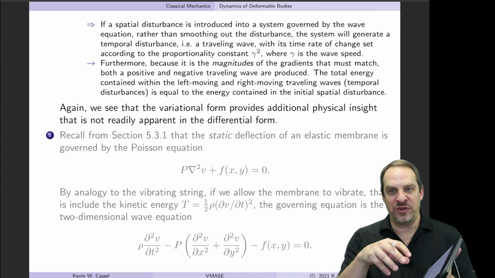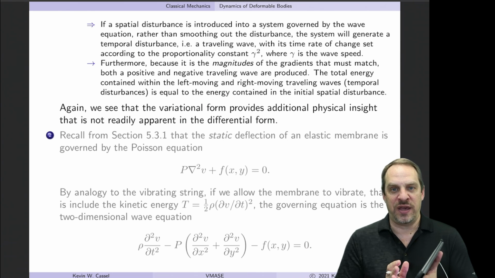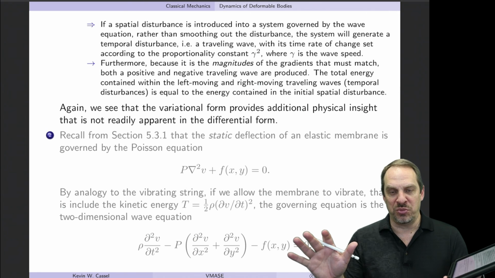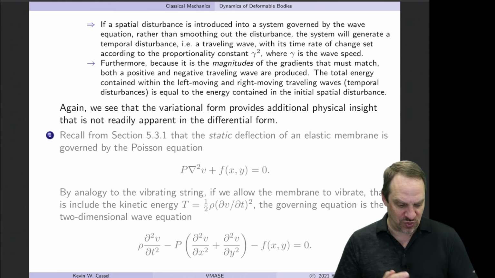So essentially half of the energy that I put in the initial disturbance goes in the right moving traveling wave, and the other half is going in the left moving traveling wave. So they'll look identical, but moving in different directions. And again, that's because it's the difference of the squares. So because of the square, you get a positive as well as a negative.